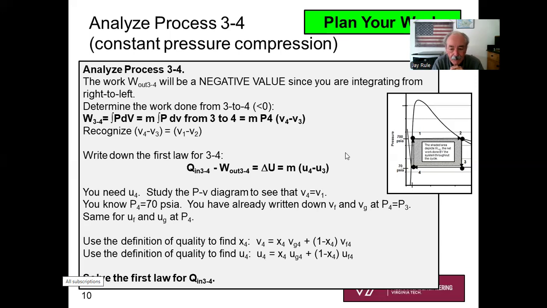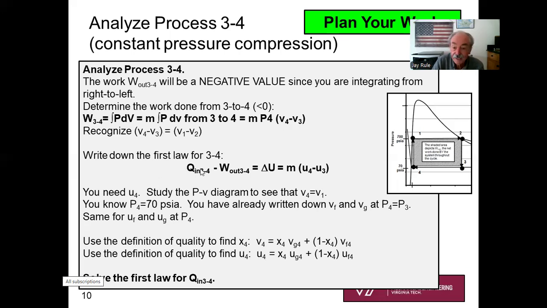Let's see. Oh, I see. I don't even have to do any math, do I? I see that V4 exactly equals V1, looking at my PV diagram. Shame on me for not seeing that immediately. Thank goodness my PV diagram was there. Okay, so we're good on the work from 3 to 4. M times P4, times V4, which is the same numerically as V1, minus V3, which you already had from previous work. That's also V2, isn't it?